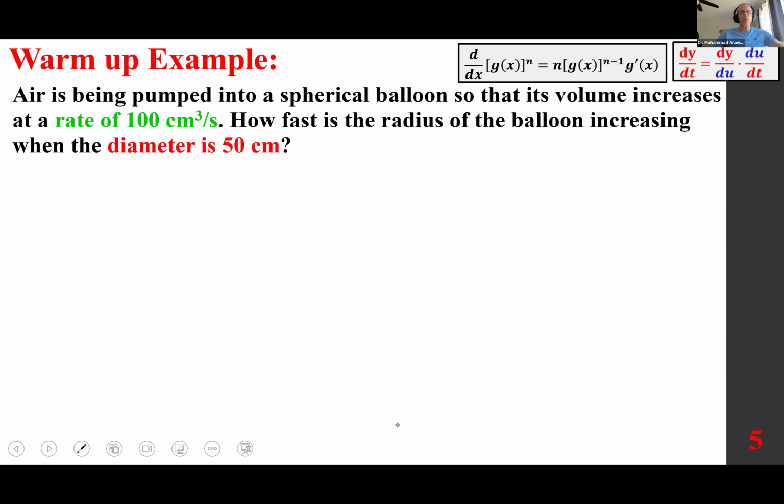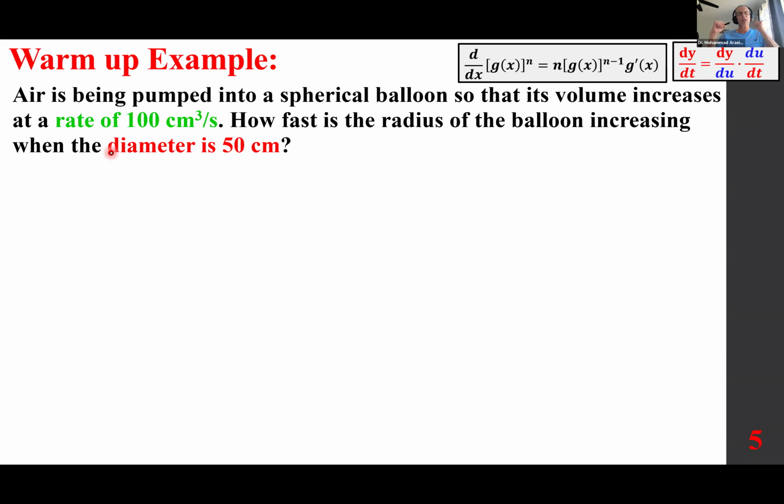For example, as a warm-up example, air is being pumped into a spherical balloon so that its volume increases at a rate of 100 cubic centimeters per second. How fast is the radius of the balloon increasing when the diameter is 50 centimeters? Let's see what's given, what's missing. Let's discuss that, and then we go with the symbolic format.